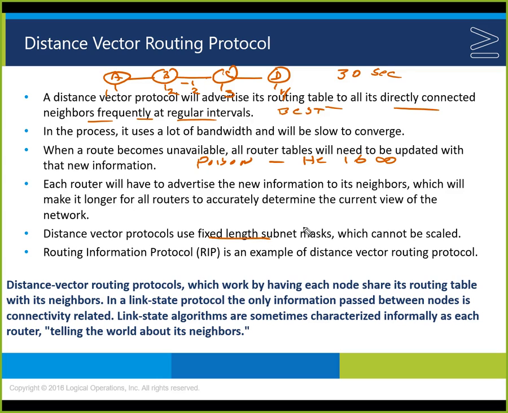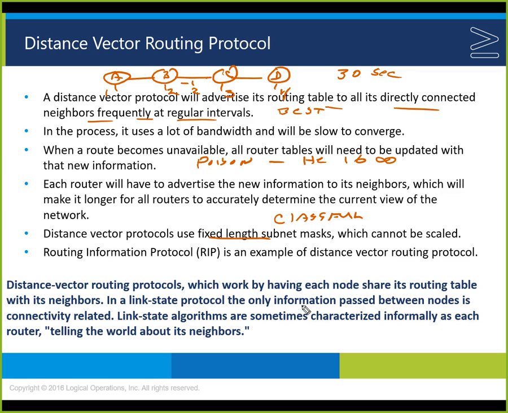They use fixed length subnet masks, which means that we're going to use classful network addresses on these things. Cannot be scaled, can't be subnetted. RIP's an example. And this down here in blue, distance vector routing protocols work by having each node share its routing table with its neighbors.